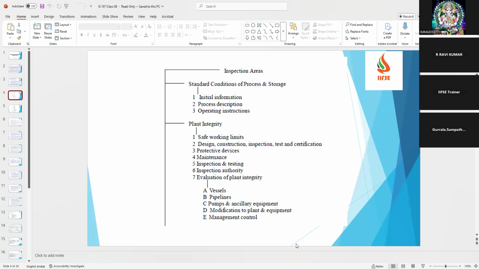Then inspection testing. As I told, what kind of inspections and testing are to be done to check the performance levels, and the inspection authority. Here we can take them as competent persons, like we use for lifting tools and tackles, as well as pressure vessels for NDT, UT, ultrasound thickness. So we take the help of the competent persons. When we say competent person, as we discussed, these are people who are authorized by the inspector of factories. They will come and do these inspections, and they will give the certification.